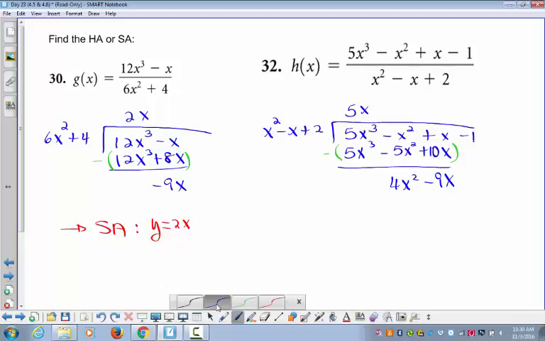So what's the next term in our quotient? Plus 4, done. Don't even have to multiply it out. We're done. As soon as we get to that constant, we can draw our conclusion that the slanted asymptote is y equals 5x plus 4.